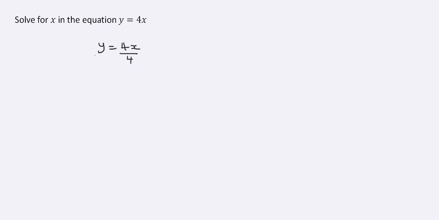Because we divide by 4 on the right hand side, we have to do the same on the left hand side. So here, x is equal to y over 4. That's the solution to this literal equation.